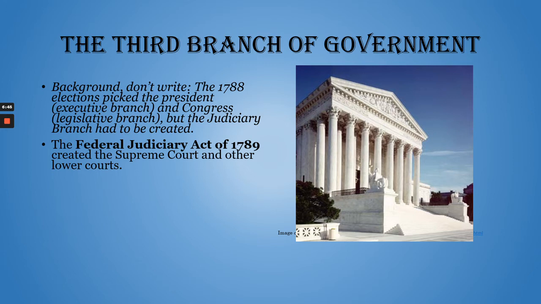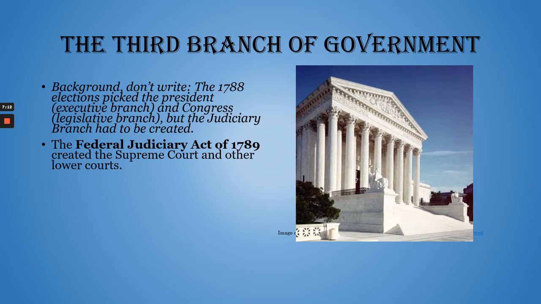So you have your election in 1788. The members of Congress take office in 1789, and one of the first things they do is pass the Federal Judiciary Act of 1789, which creates the Supreme Court and a few other lower courts. There weren't nearly as many courts as there are today, or as many judges or justices. For example, when the Supreme Court was first created, you only had 6 justices.